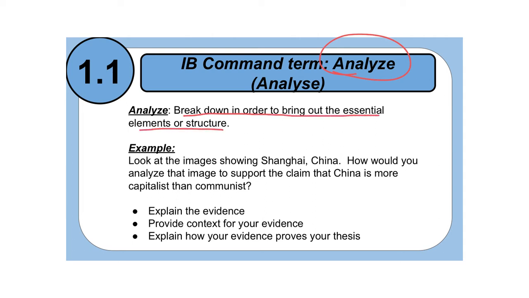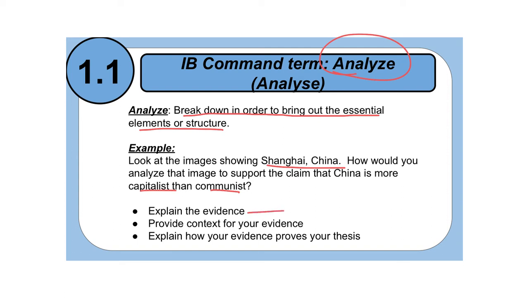For example, for the previous photos we showed you of Shanghai, China, to analyze them, you would look at both of those images and look for differences and similarities to address, for example, this question: how would you analyze those images to support the claim that China is more capitalist than it is communist? Because remember, China is a communist nation, but in the images of Shanghai in 2010, with all the skyscrapers and big buildings, Shanghai looks like New York. New York is in the United States, and the United States is a capitalist country.